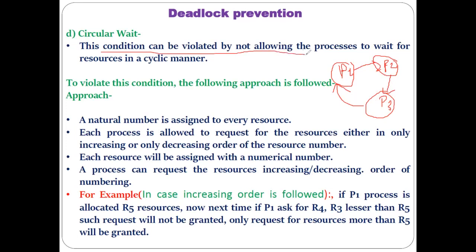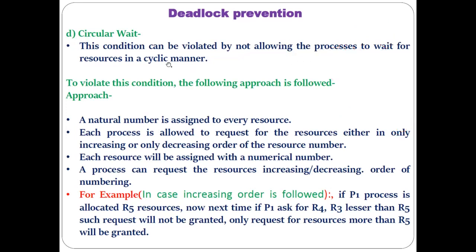So this condition can be violated by not allowing the process to wait for the resource in a cyclic manner. This is cyclic waiting for the resources, because here, for example, P1 is holding the resource R1, and P2 is holding the resource R2, and P3 is holding the resource R3. But P1, holding R1, is also requiring R2. P2, holding R2, also requires R3. P3 is holding R3, but P3 also requires R1. Understood. So that is considered a circular waiting.